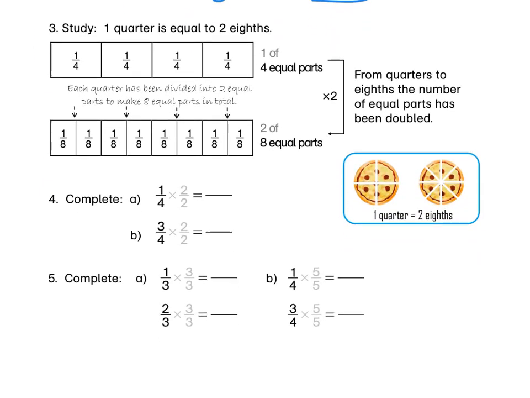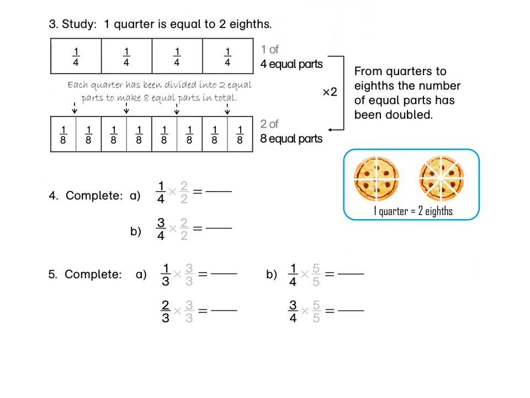So now we're looking at quarters and eighths, and 1/4 is equal to 2/8. So the size of that 1/4 there is exactly the same as 2/8. Now, from quarters to eighths, the number of equal parts have been doubled. 1 of 4, both are doubled to get 2 out of 8. Now in symbol form, we times top and bottom by 2, so we get 2/8.